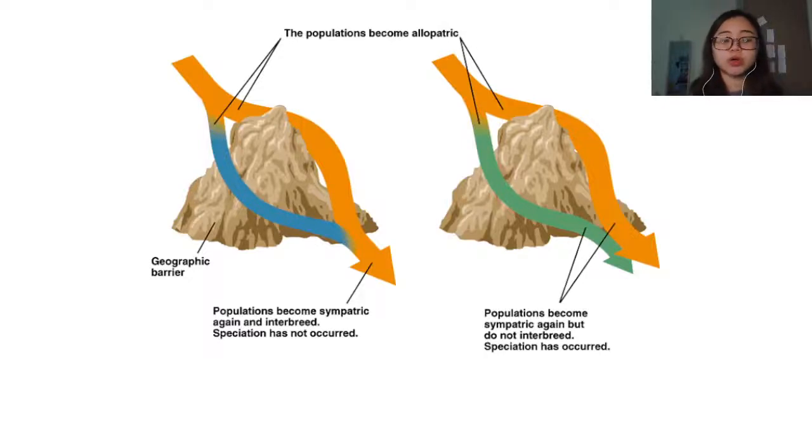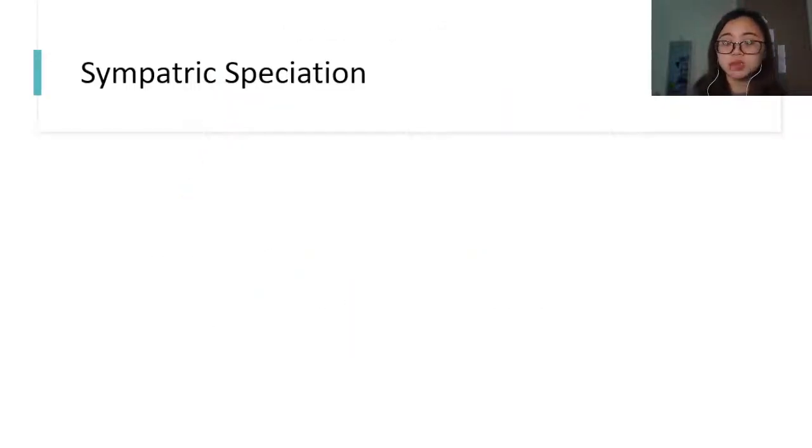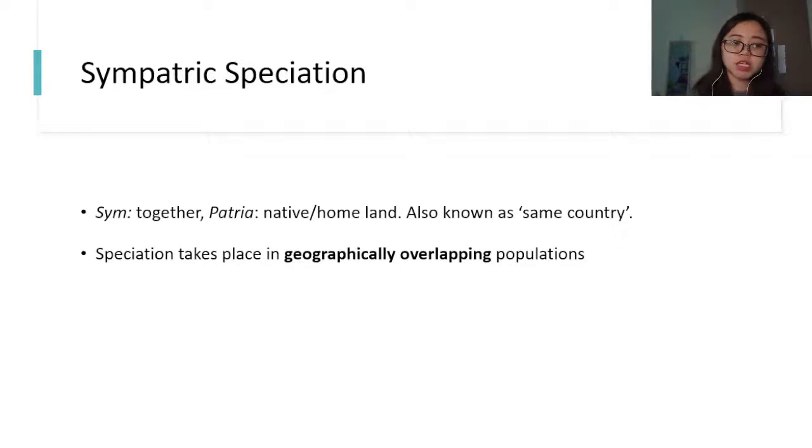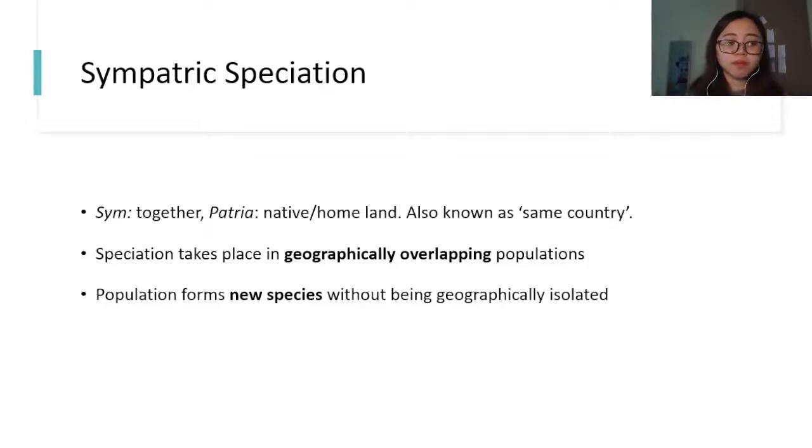Now we are going to go into the second mode of speciation, which is sympatric speciation. Sym meaning together, patria meaning native or homeland, so sympatric is also known as same country speciation. Speciation in this mode will take place in geographically overlapping populations. This means these two populations are in the same area. There is formation of a new species without being geographically isolated.